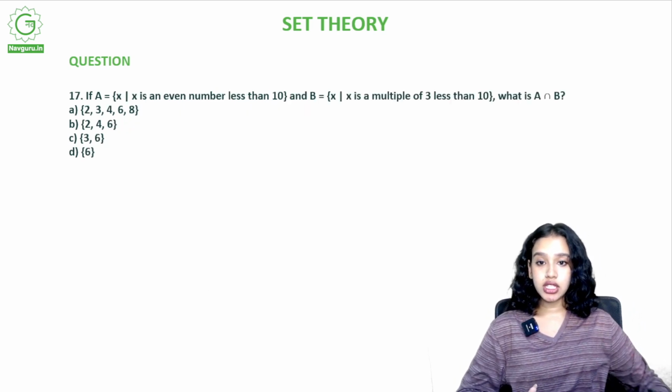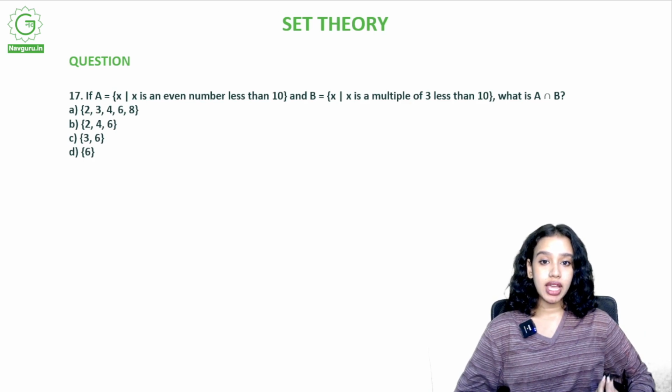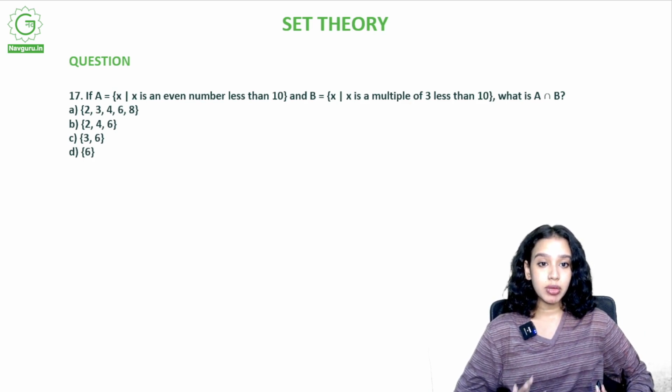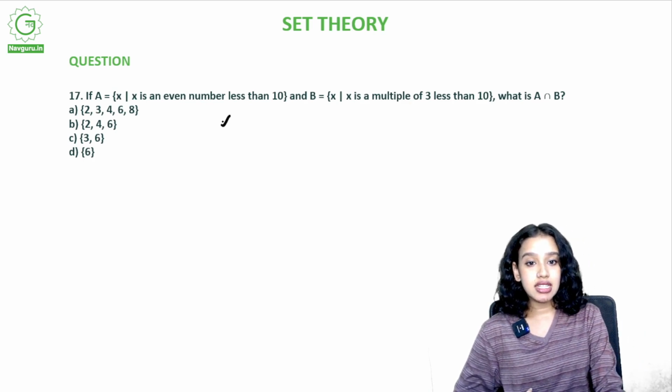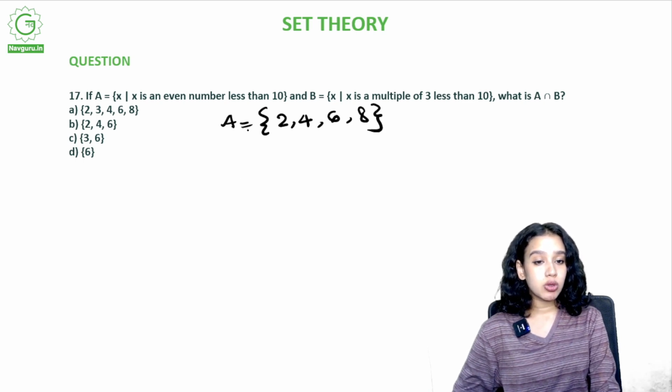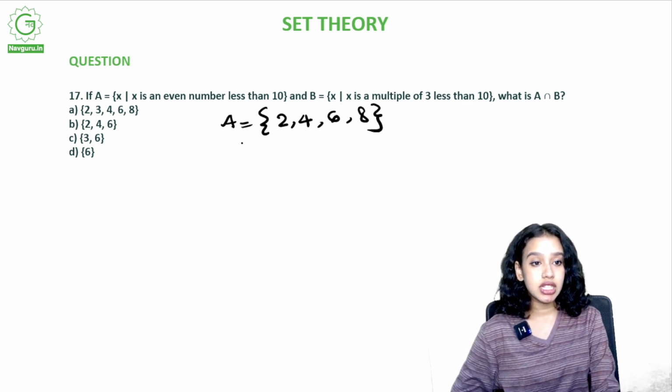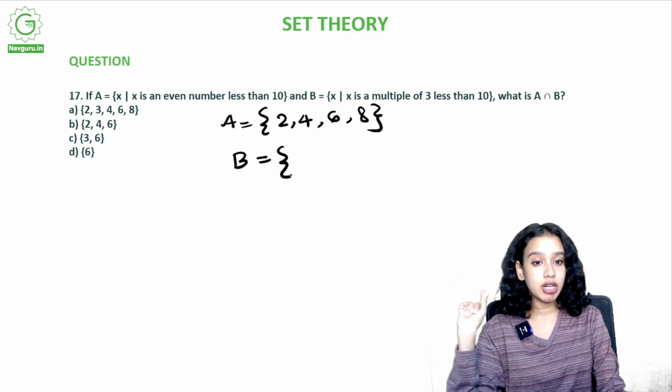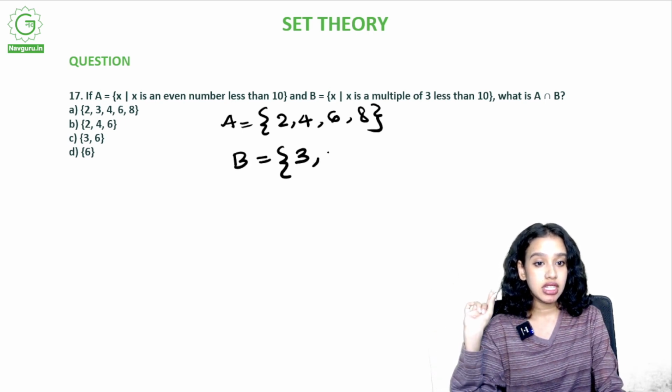Now let's move on to the next question. If A is equal to X such that X is an even number less than 10, that means A is equal to 2, 4, 6 and 8. Now B is equal to X such that X is a multiple of 3 less than 10. So multiples of 3 which are less than 10, we have 3, we have 6, we have 9, right?